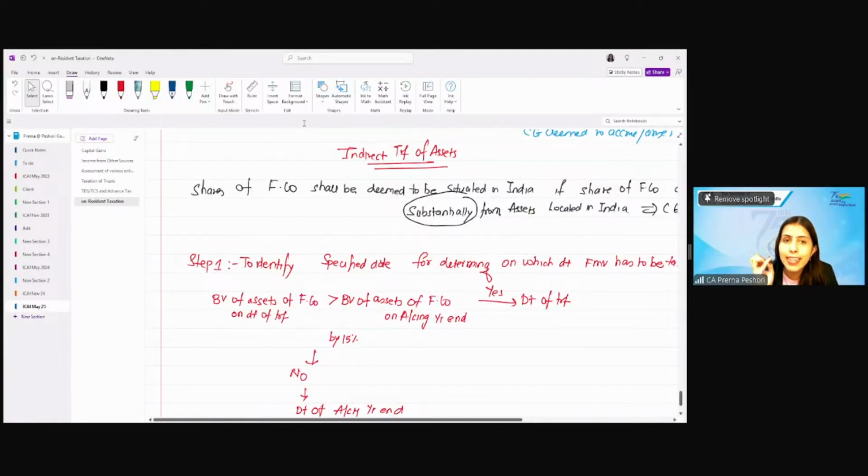One, the value of the Indian assets should be more than 10 crores. And the FMV of the Indian assets should be more than 50% of the FMV of the total assets of the foreign company. Right? So these are the two conditions.